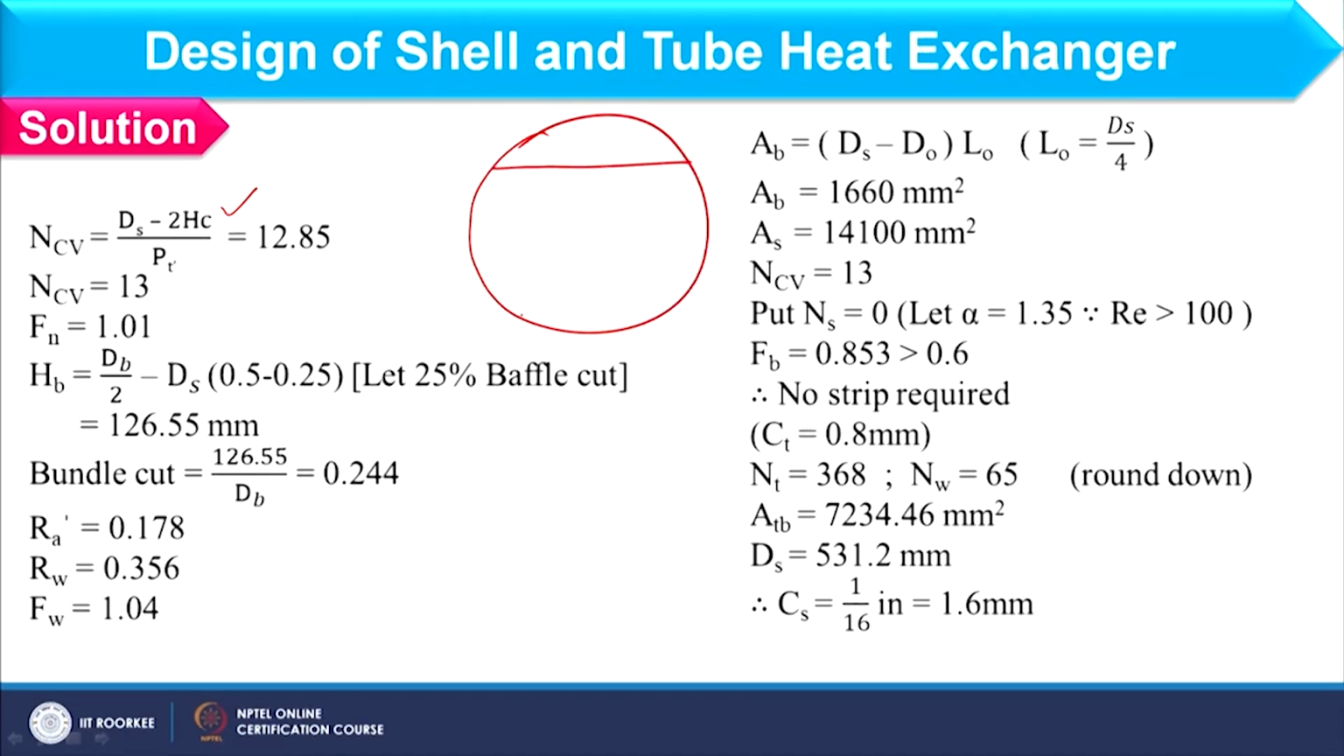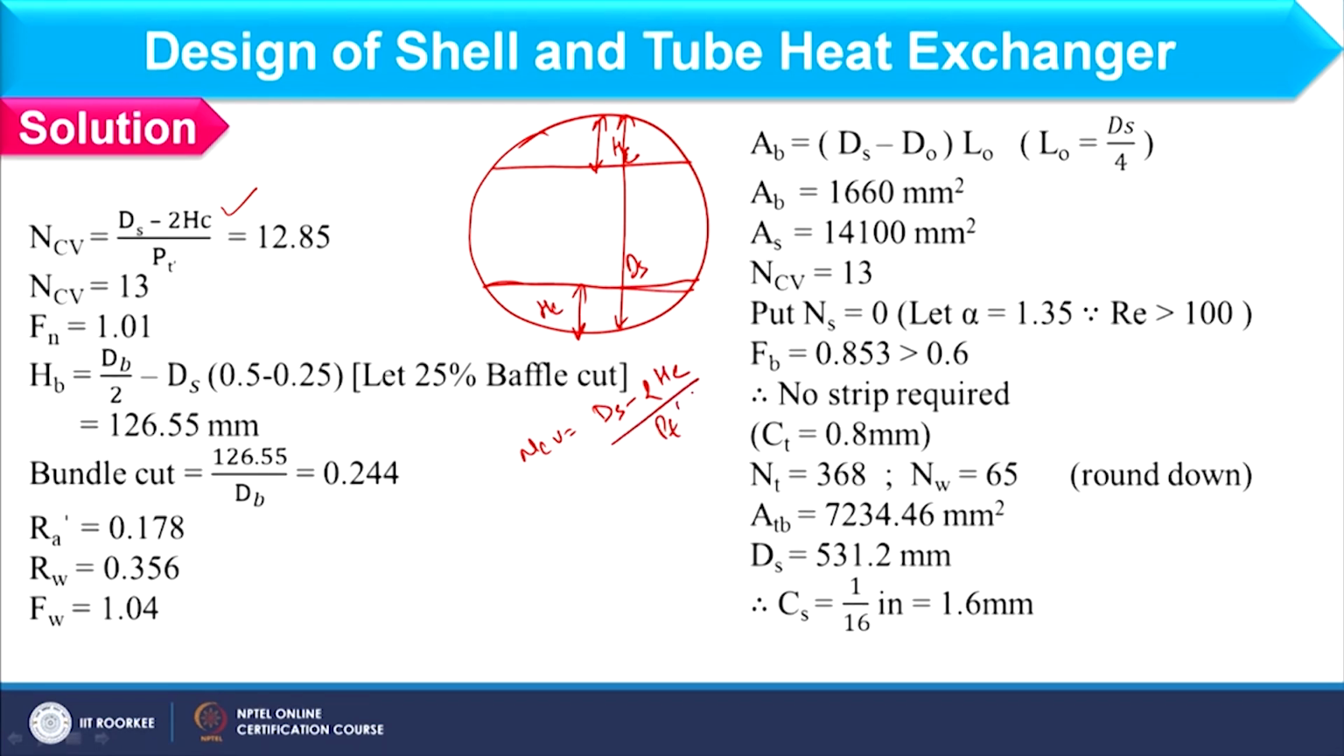Now, if you consider the cross sectional view of the shell, here I am having the baffle. Okay. This is the complete cross section of the shell, and this is basically the Hc value. Okay. So, ds is this, and Hc is basically the height of the cut section of the baffle, right. So, this is ds. If I am considering the baffle cut of another baffle, this is further Hc. Okay. So, what is NCV? NCV is basically the number of tube rows between two baffle tips, right.